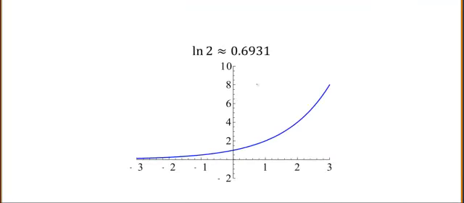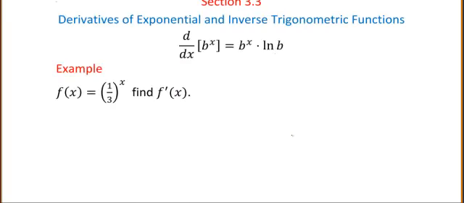If we look at the graph of 2 to the x, which we have here, at any place along this graph the tangent line will be sloped in the positive direction. Let's take a look at another example. Let's suppose that f of x is 1/3 to the x power, and let's look at f prime.